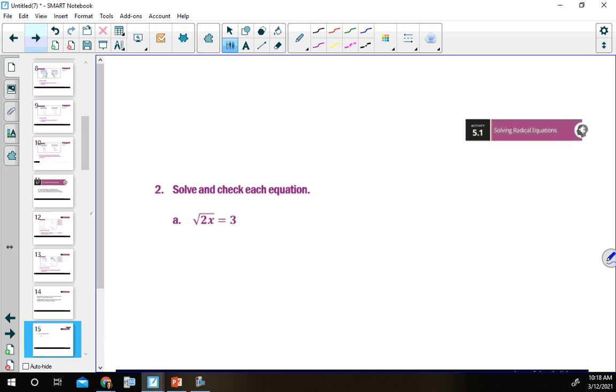Everything's underneath the square root, so to get rid of the square root, I'm going to square both sides. So that's going to cancel this. Okay, 3 squared is the same as 3 times 3, so I get 9. To detach, I would divide by 2. We're going to use the decimal because it's going to be easier to plug in the decimal and check it.